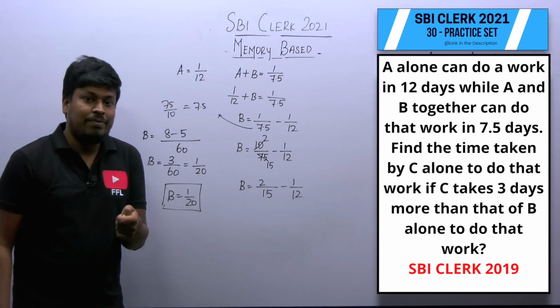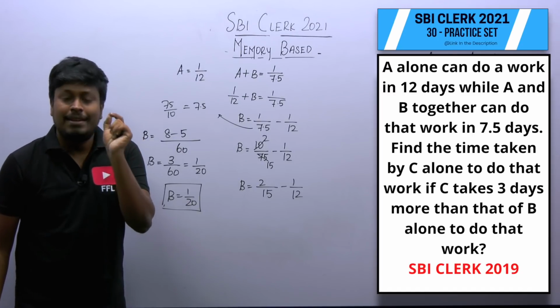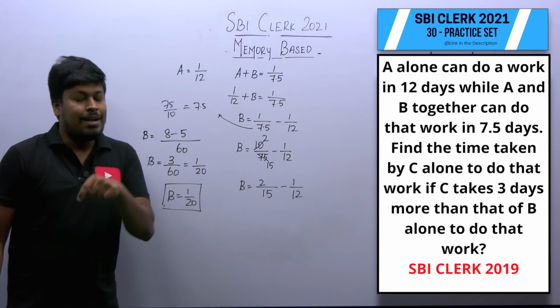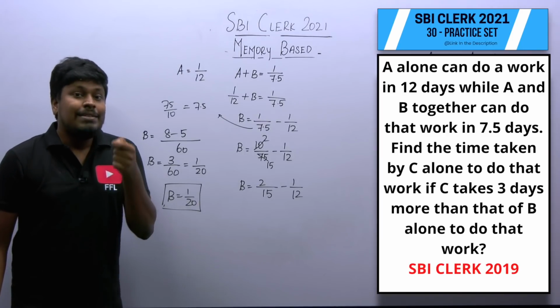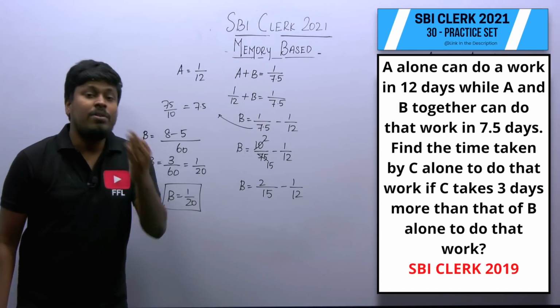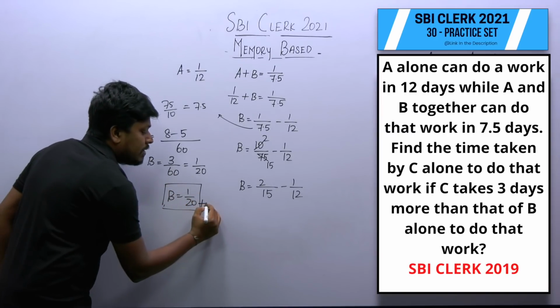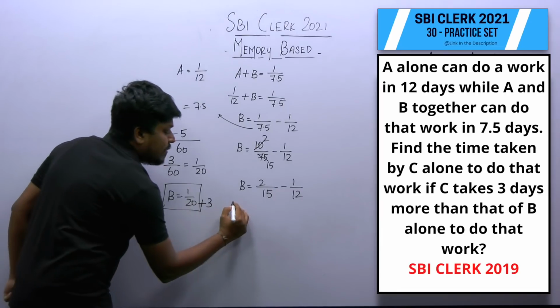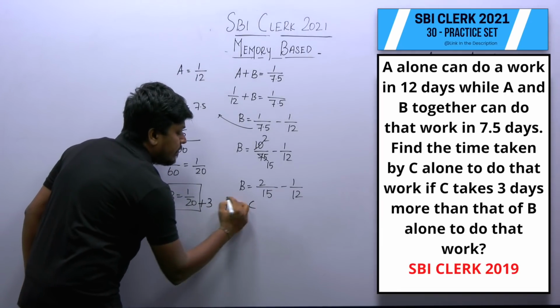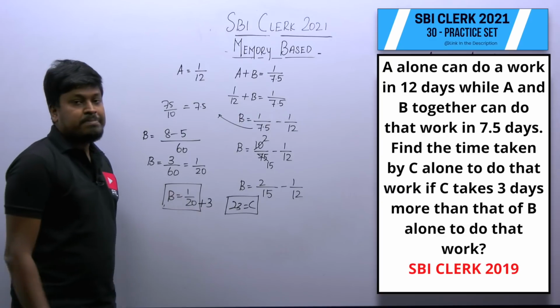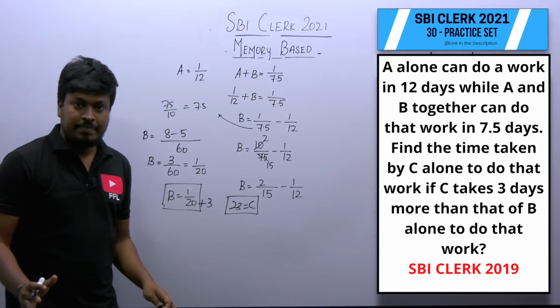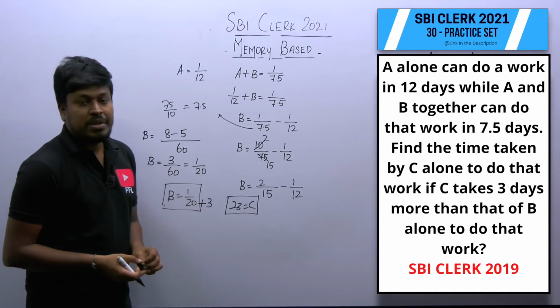What is our target? Our target is to find how many days C alone takes to complete the work. And they have given another clue that C takes 3 days more than that of B. B takes how many days? 20 days. So C takes 3 days more. If you add 3, 23 days will be C. So C alone can complete a piece of work in 23 days. So this will be the answer for question number 1.